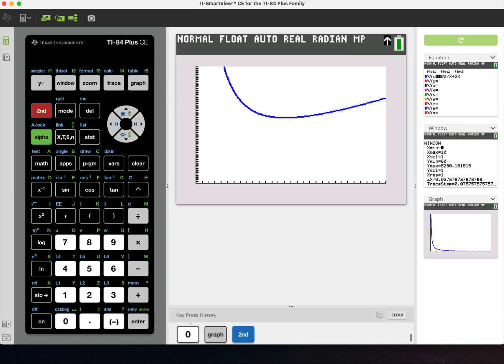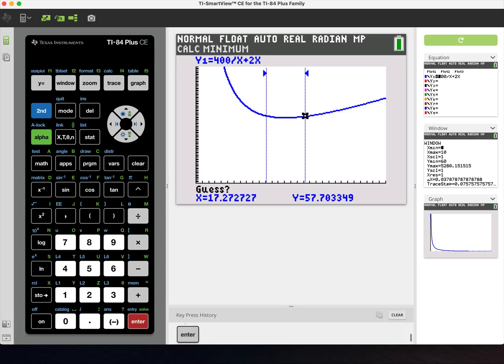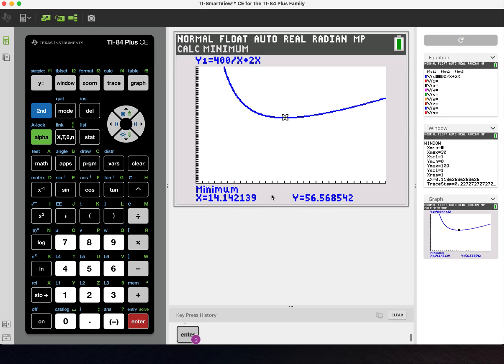So I'm going to hit second and then calculate minimum, number 3 here. And then I'm just going to move myself to the right. I just need to make sure I'm off of that flat line, okay? Because the minimum could be anywhere on this flat line that my cursor's on right now. It's just that the screen isn't accurate enough to graph it. So I need to just make sure I'm off that line. So I just go to the left, go to the right, and then I just hit enter and it spits out 14.142 and then 56.8, whatever that is, okay?